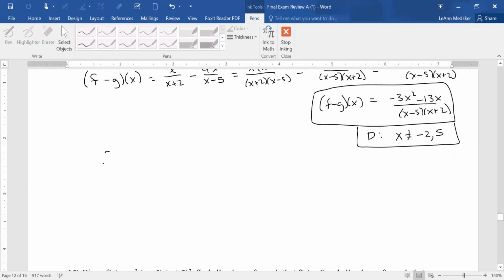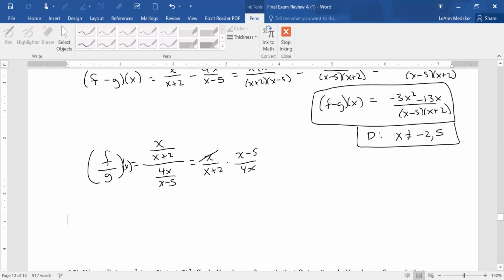Now next one we're doing is division. So this is a little more complicated with domain. So I always write it as a stacked fraction first with f of x over g of x here. Then we would normally just say let's multiply by the reciprocal of the bottom. And notice the x on top cancels with the x on the bottom here. So this becomes just x minus 5 over 4 times x plus 2.